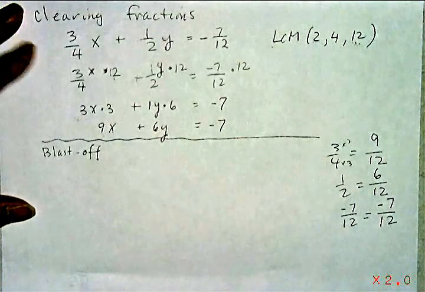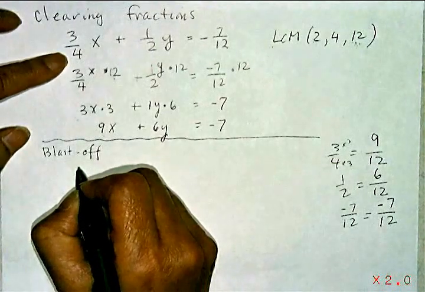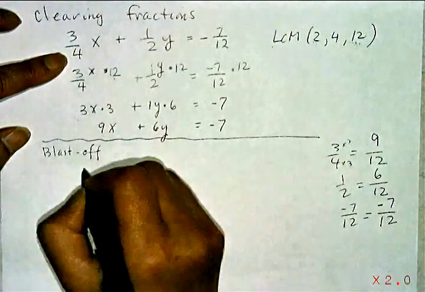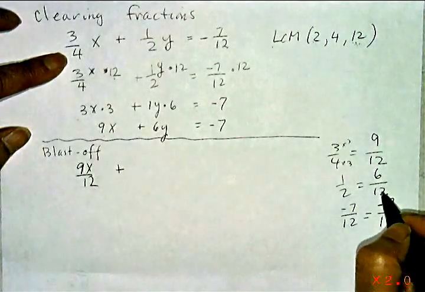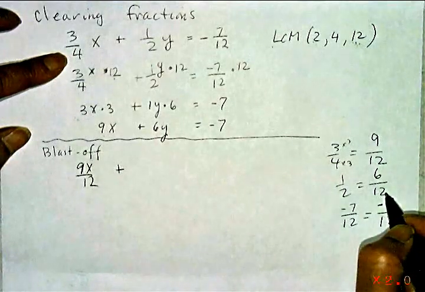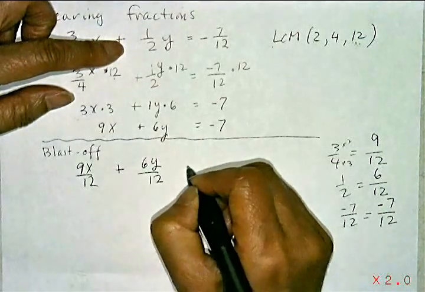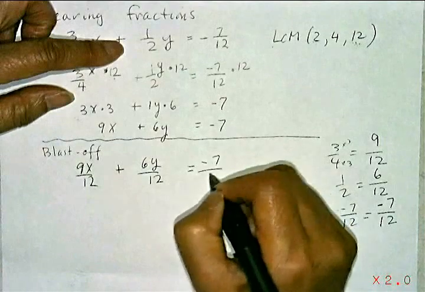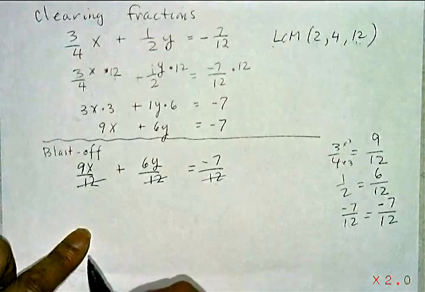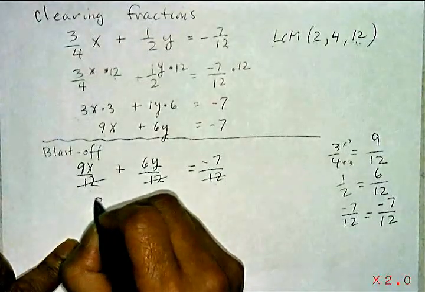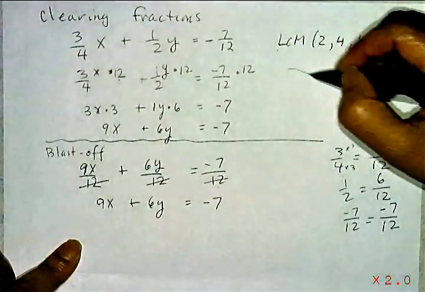So I'm going to write my original equation there as the same. 3/4 of x is now going to be 9/12, or 9x over 12, plus 1/2 of y, which is the same as 6 over 12, so 6y divided by 12, equals negative 7 over 12. Once you have all your denominators the same, you can just blast them off, okay, and this becomes 9x plus 6y equals negative 7.